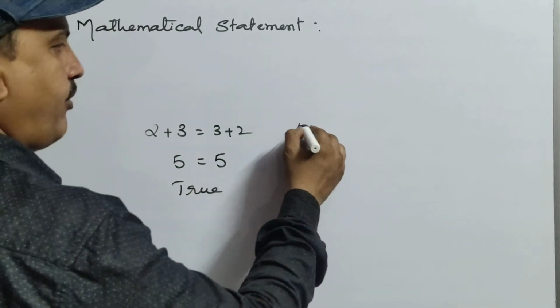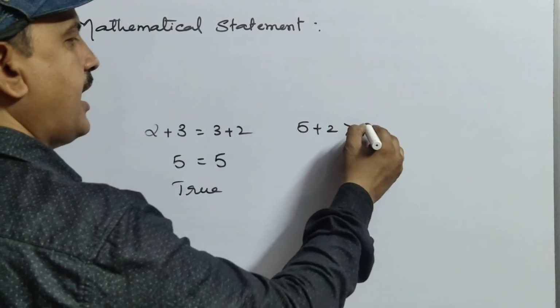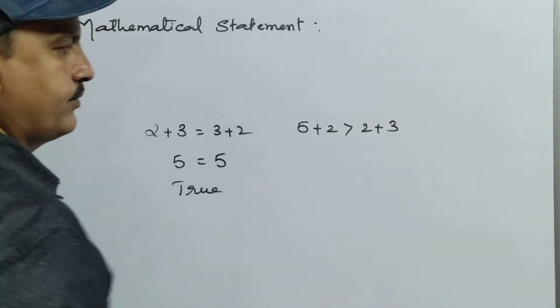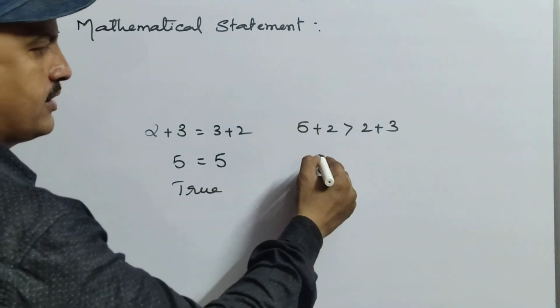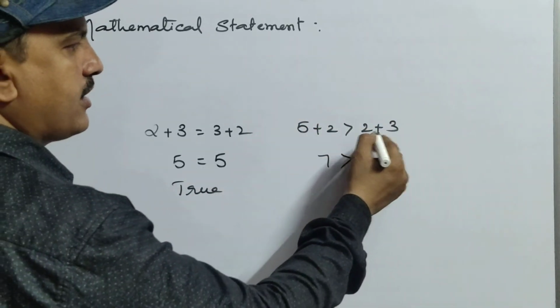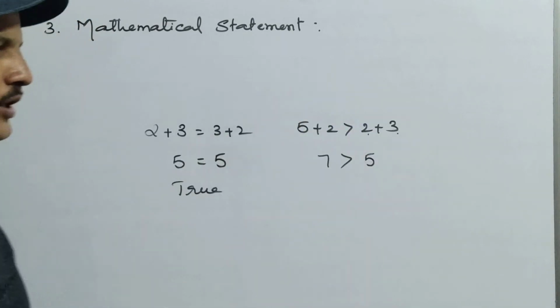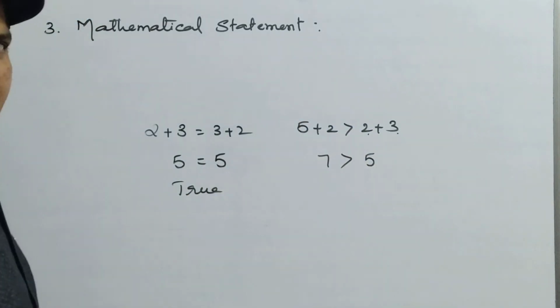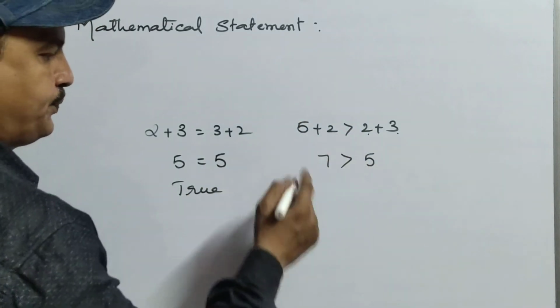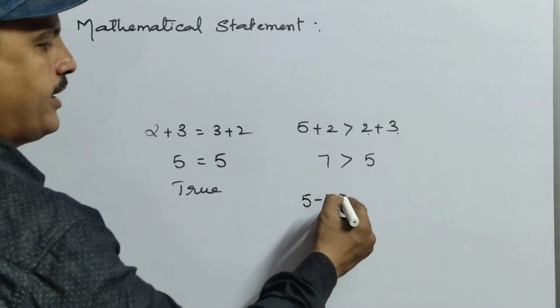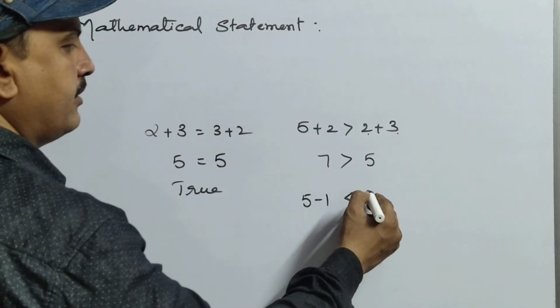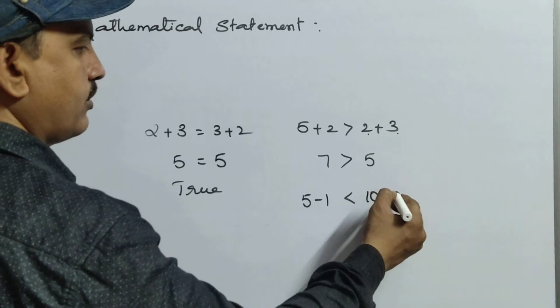Suppose 5 plus 2 is greater than 2 plus 3. 5 plus 2 is what? 7. 7 is greater than 2 plus 3, which is 5. Is it true or false? 7 is greater than 5. Yes, it is true.